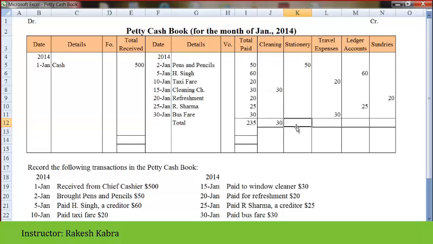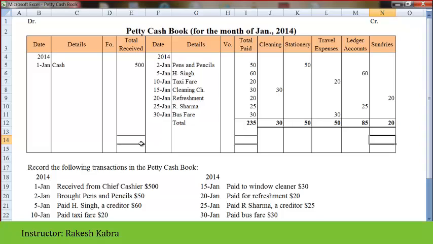$30. And what is the total here? $50. And again $50 total. And here the total will come $85, and here total will come $20. So like this I will make the total of this total column plus total of the specific column for small payments.